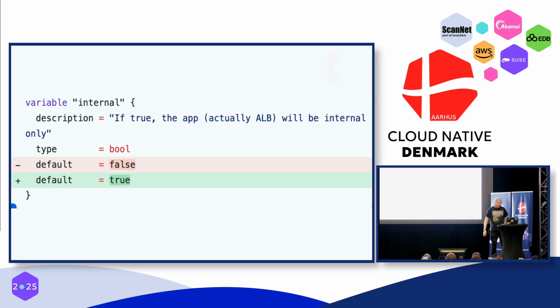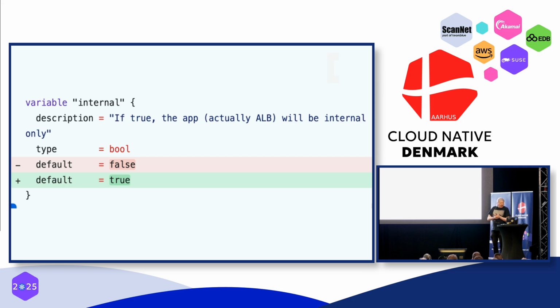Now, earlier there was a pull request for this same app module to this variable internal, which determines if the load balancer will be internal or in the public internet. The default was changed from false to true, meaning that if you didn't provide this value, then it would be internal, which seems like a reasonable change.